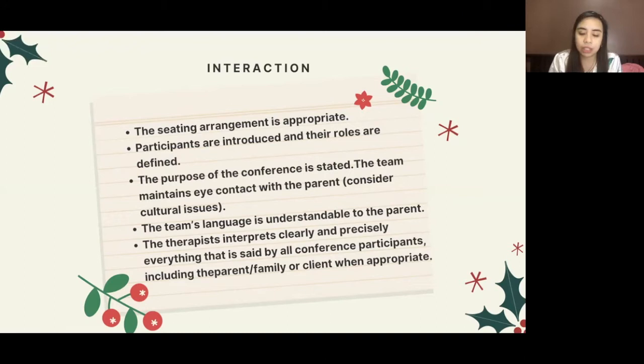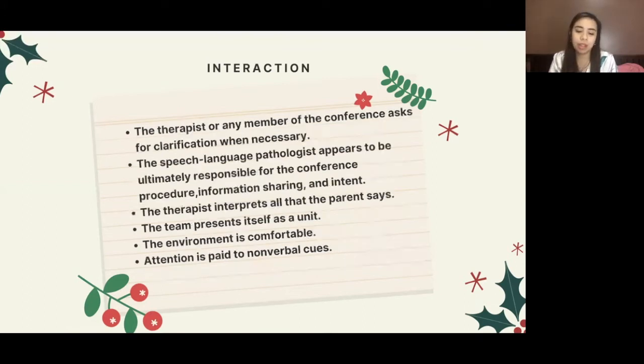Team's language is understandable to the parent, of course. And the therapist interprets clearly and precisely everything that is said by all conference participants. So, of course, you really have to make sure that during the interaction, magkasinabtanay. It's very hard if only one person understands, and especially if the patient or the patient's family doesn't understand. You don't want to make the patient or the parents or the family members feel na it's their fault, of course. Also, you really have to establish that you can ask questions as necessary. Like, they shouldn't be afraid to ask questions.